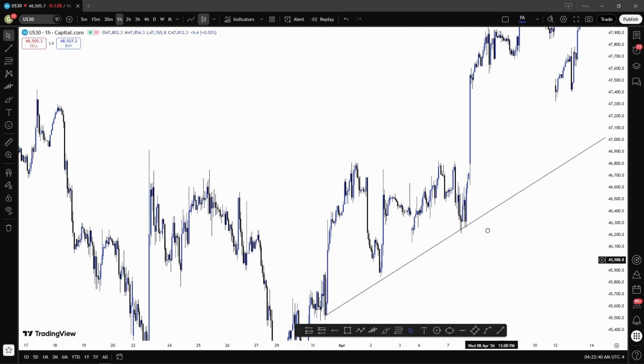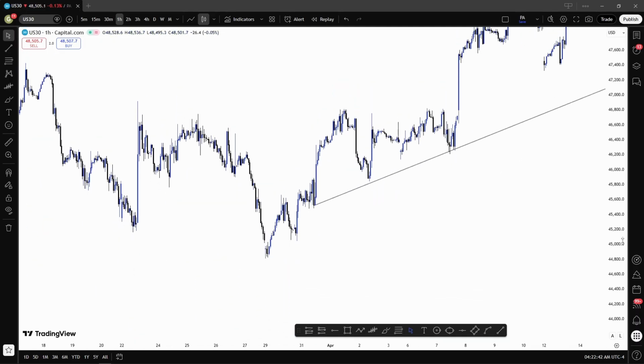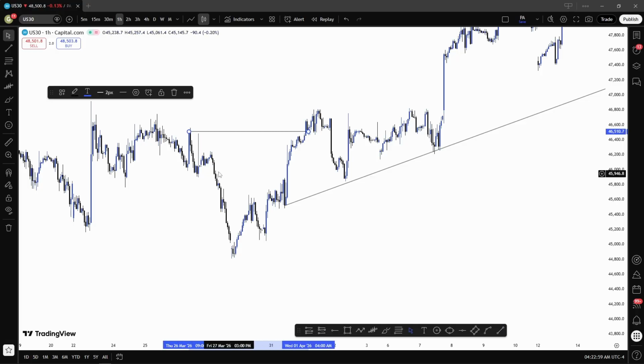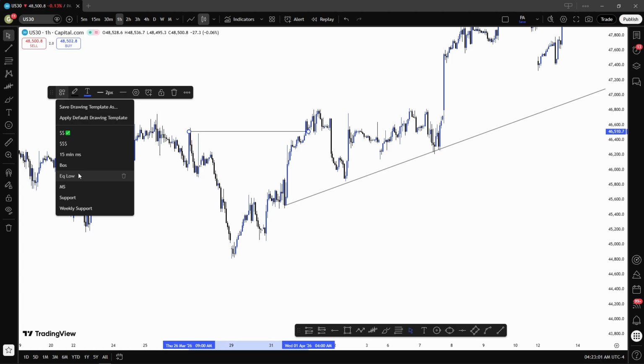Now we can clearly see that before the market actually started this upward trend, the first thing it did is that it swept out this high here. So let me just mark it out for you. Let me get this and then mark this out for you. So the market created what we call a market shift right here. So let me mark that as a market shift.